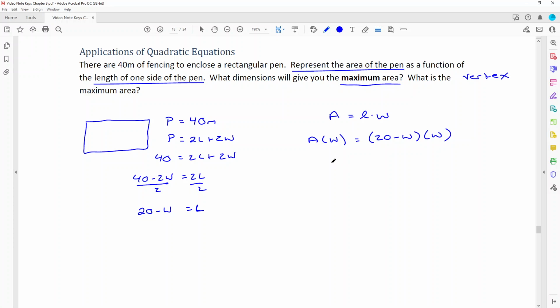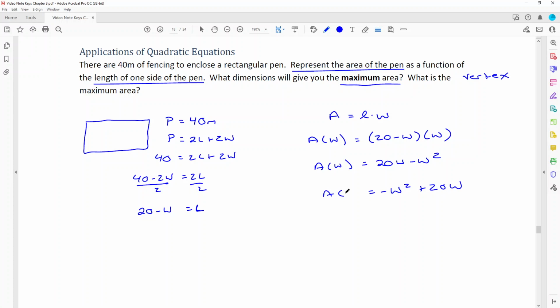So how do we do that? Well, for the vertex, we have a couple of ways of finding it. First thing I'm going to do is simplify. I'm going to multiply the W through, so I get 20W minus W squared, and then I'm going to write it in descending order of power. So negative W squared plus 20W.